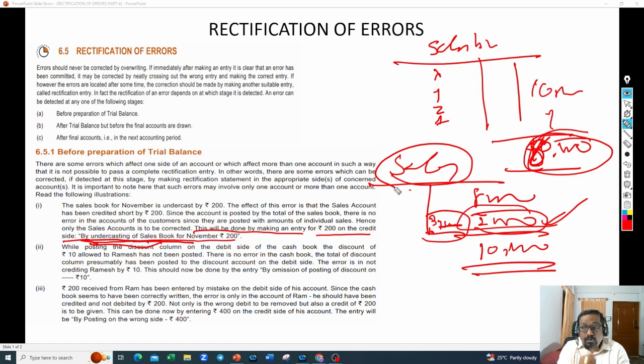Why did I post only one leg? The other leg is not required. Why? Because customer accounts are posted correctly. The mistake happened only in one account, because of which only one leg we are supposed to rectify. That is the reason you don't see a complete rectification entry here. You see only one single line saying by undercasting of sales book 2000. That's all you need to do and rectify it.